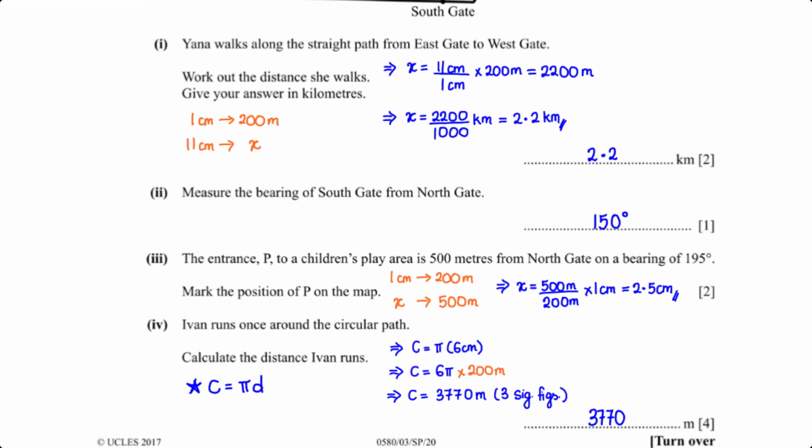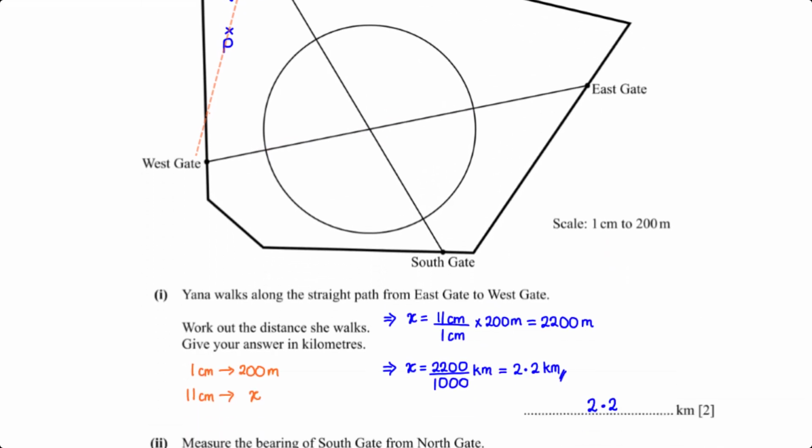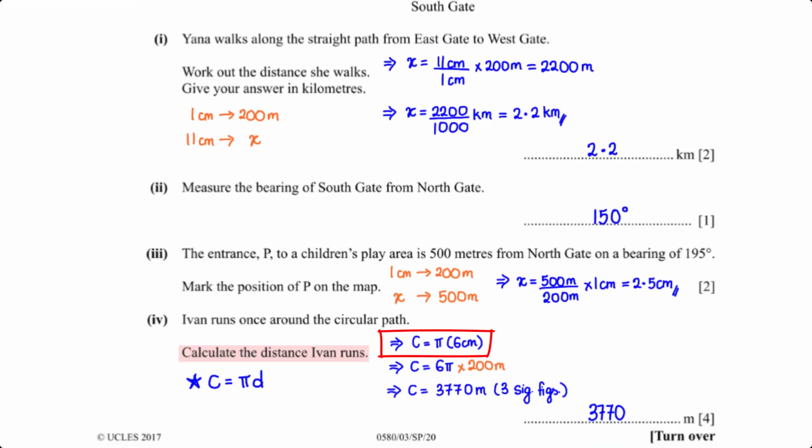Ivan runs once around the circular path. Calculate the distance Ivan runs. This is the formula for the distance of a circular path, where d is the diameter of the circular path. When we measure the diameter of the circular path on the map, we get 6 centimeters. Pi times 6 centimeters is 6 pi centimeters. From the scale, 1 centimeter is 200 meters. So we multiply 6 pi by 200. When we type this into the calculator, we get 3,770 meters, rounded to 3 significant figures.